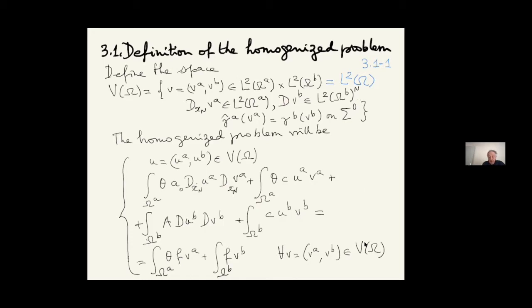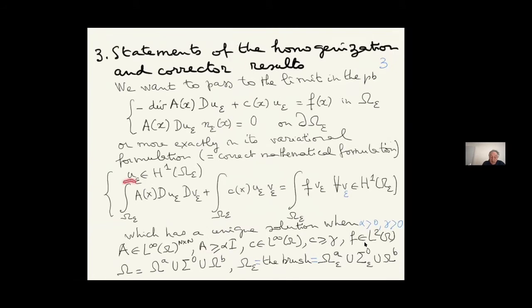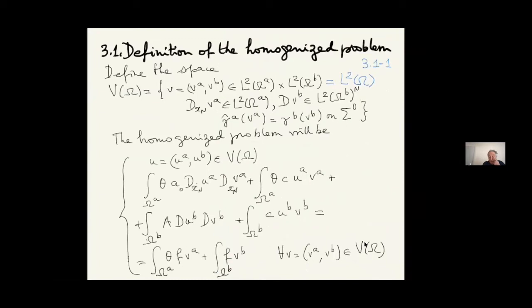So the problem at the limit is not the same as before, because the term which was here, the integral of A gradient U epsilon, gradient V epsilon on omega epsilon, is now at the limit replaced by a degenerate term, at least as far as the gradient is concerned, because in omega A, the full gradient has been replaced by the vertical derivatives. This is not the case for the second part of the equation, which is conserved in omega B. And the right-hand side is slightly modified, because in omega A, the right-hand side is the integral over omega A of theta F VA.